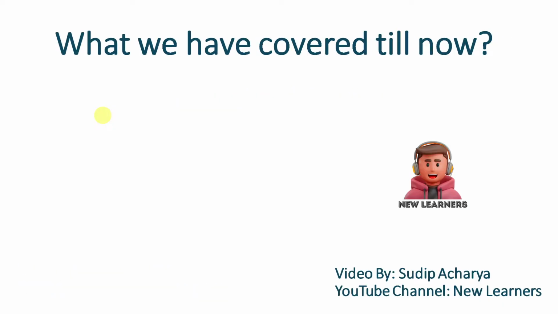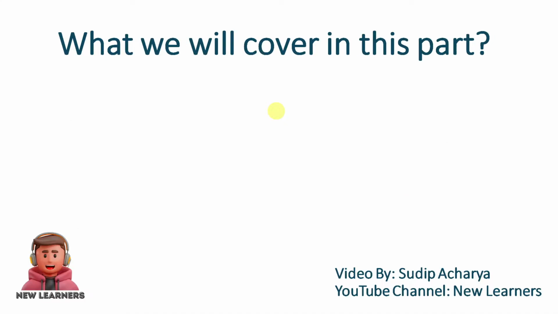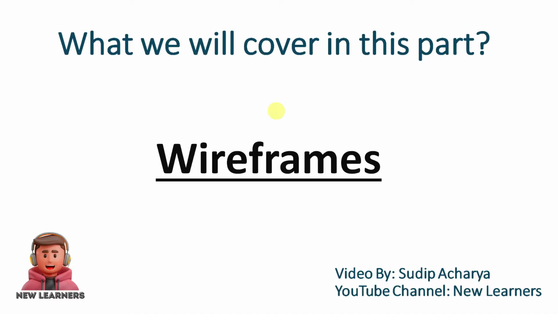First, let's talk about what we have covered till now. We have already talked about the overview of our project, how we will create it and what functions we will cover. We have also covered how to install Laravel and connect a database to it. We installed basic packages for our Laravel project and created some basic tables, which we migrated to our database too. We also created some demo user data. Now let's talk about what we will be covering in this part.